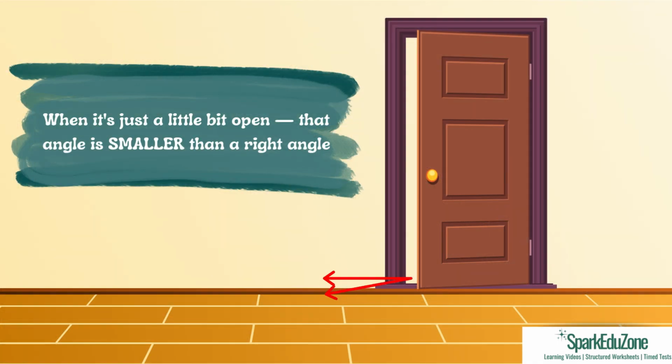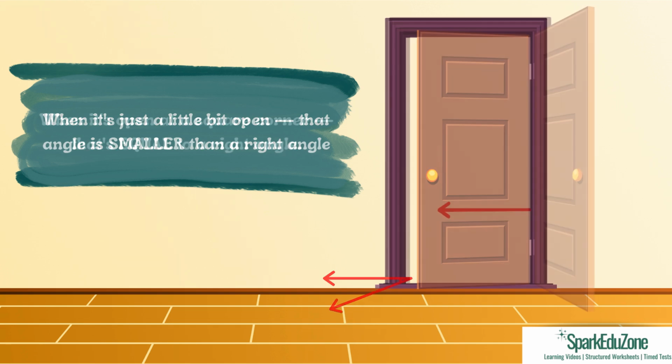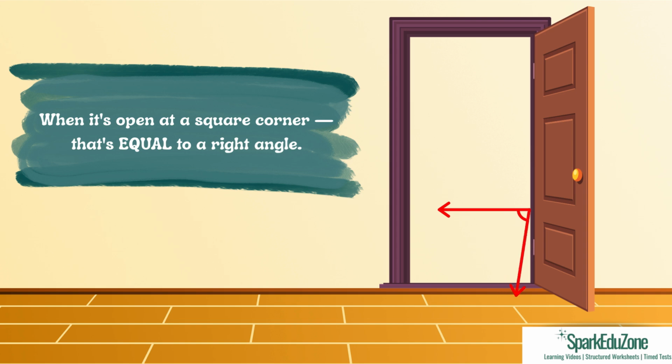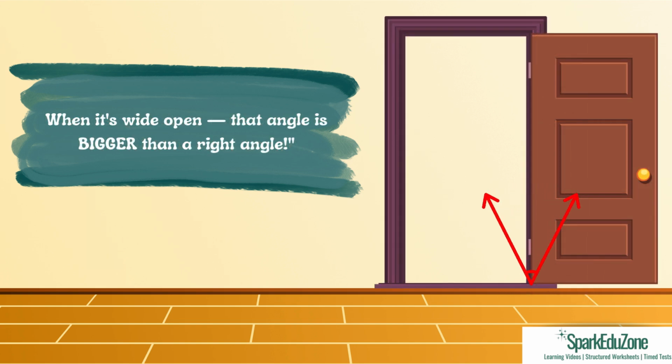Now let's look at a door. When it's just a little bit open, that angle is smaller than a right angle. When it's open at a square corner, that's equal to a right angle. And when it's wide open, that angle is bigger than a right angle.